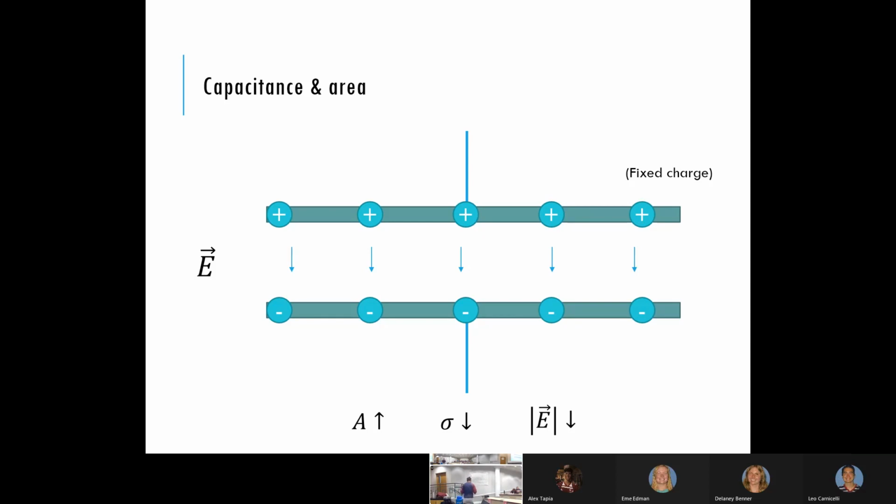Now, please bear in mind, this is if I had fixed charge. I dumped a certain amount on, I removed the source, so there's no way to add any more charges or to remove the charges. You get a different result if I kept the source, the battery, still connected. So to be continued. For a fixed amount of charge, as I increase the area, the equipotential spacing increases. Electric field decreases, the equipotential spacing increases. Less steep slope, shallower slope.